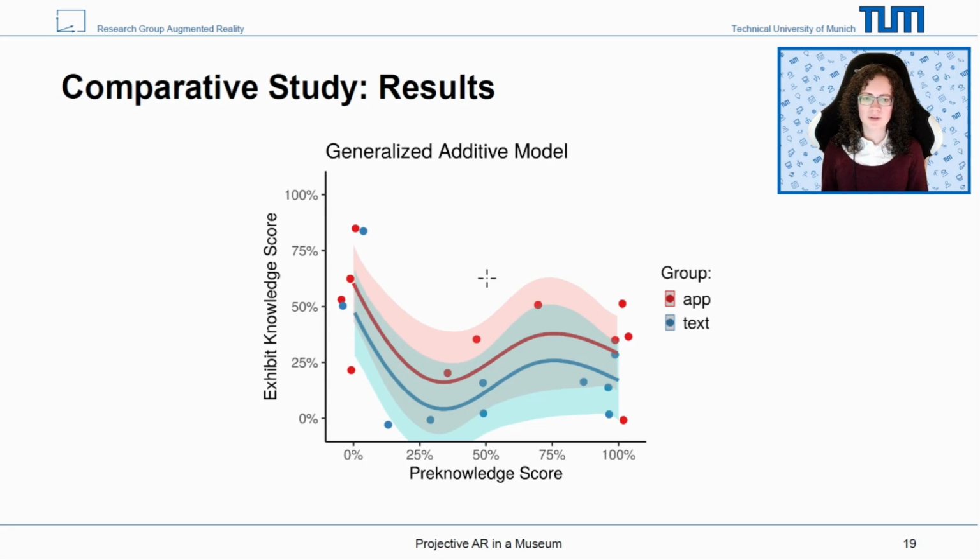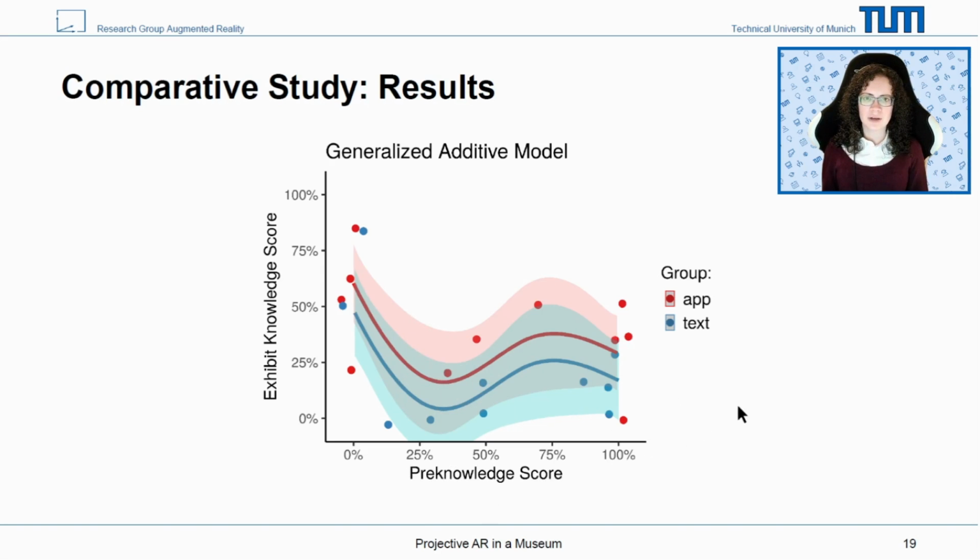We also used 2 non-parametric regression methods to further explore our data. I shortly want to present the results of one of them. Fitting a generalized additive model to our data shows that the trend line representing the app users is always above the line representing the group reading the information text. However, the confidence intervals are overlapping. So both lines have a similar progression, and the difference between the groups remains the same, independent of the prior knowledge, and therefore we can neglect the influence of the prior knowledge on the group difference.